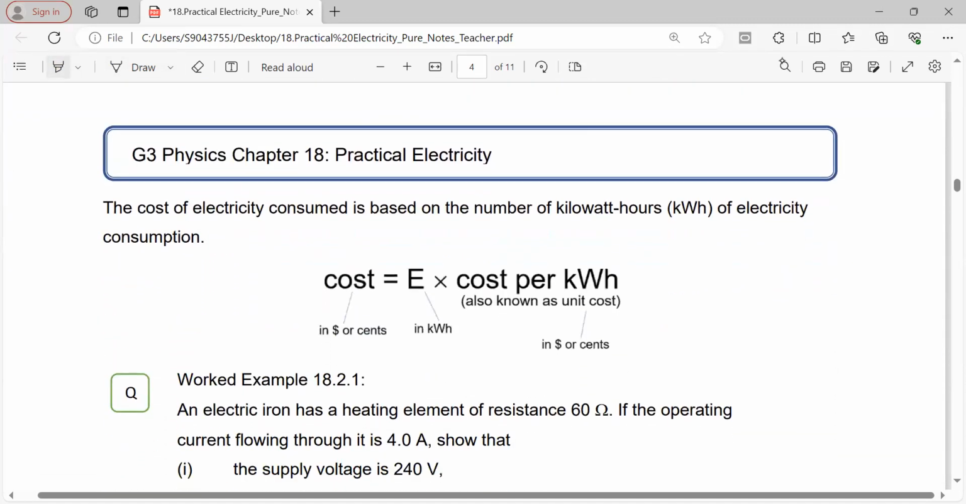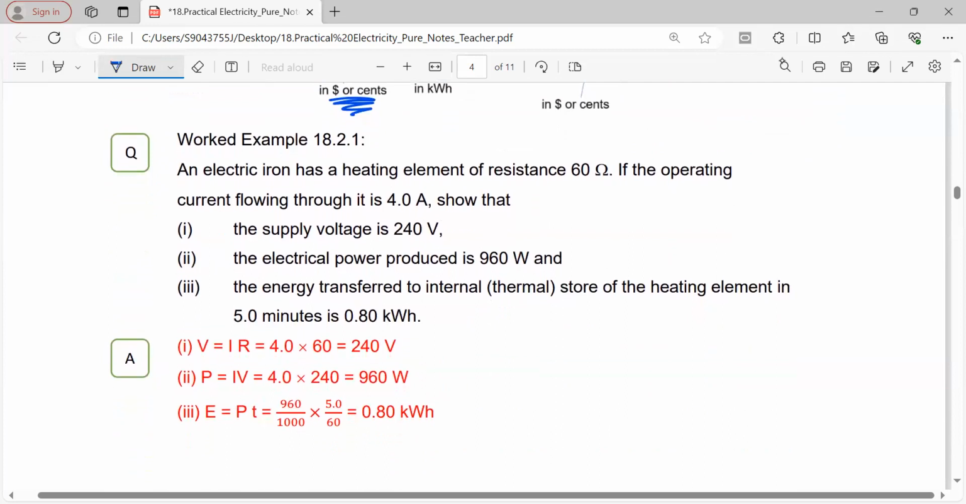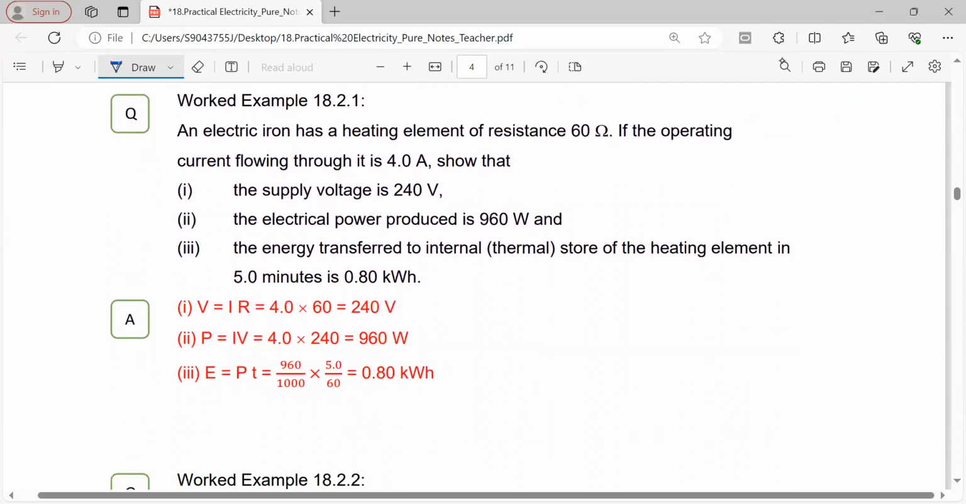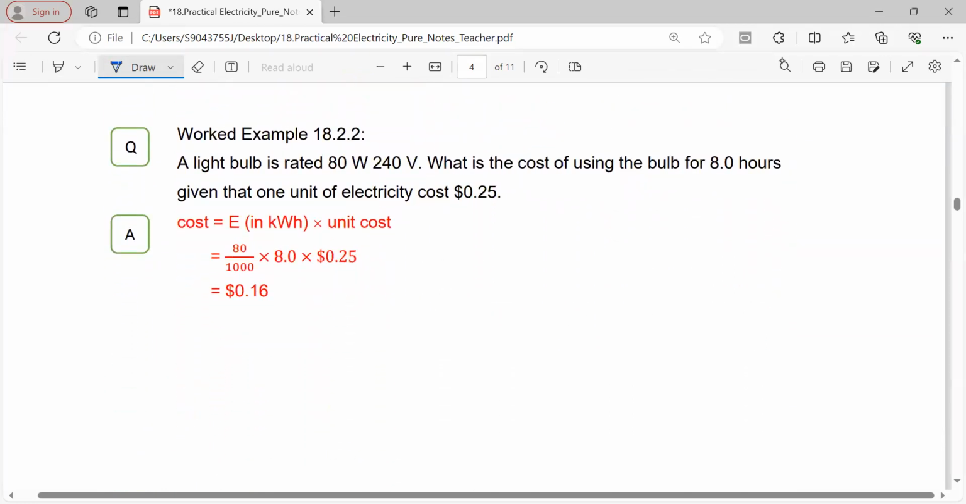Using the kilowatt hour, we can find the cost of electricity. The cost of electricity equals the energy, VIT, multiplied by the unit cost, which will be given to you. Multiply them together and you get the cost that you will need to pay. Pause here to try the worked example, as well as this worked example.